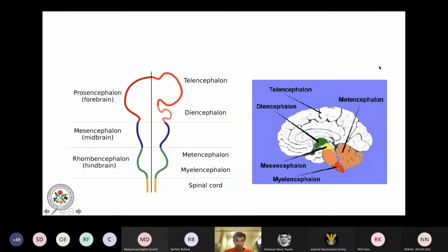So the thalamus is part of the brain called a diencephalon, which from your embryology lectures is part of the forebrain and is a caudal part of the forebrain. So just here, other parts that make it up are the epithalamus, hypothalamus.